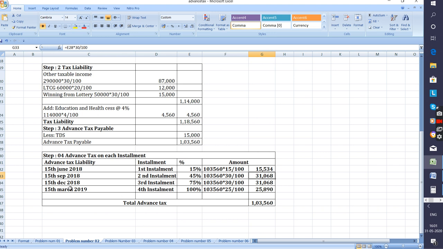Third installment due date 15th December 2018. Total 75% should be paid. But at the time of making payment of the third installment, they will pay 30%. Why? Because they have already paid the first installment and second installment. 1,03,560 into 30%, again 31,068 will be the third installment advance tax.